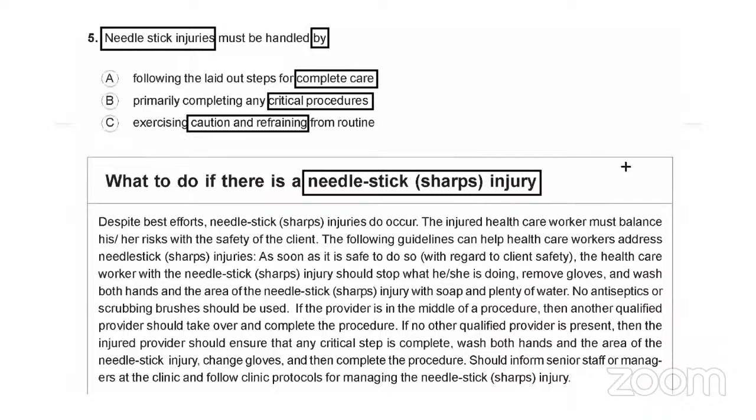Then the injured provider should ensure that any critical step is complete. Wash both hands and the area of the needle stick injury. Change gloves and then complete the procedure. Should inform senior staff or manager. Once it is safe, then you have to start the procedure, right?